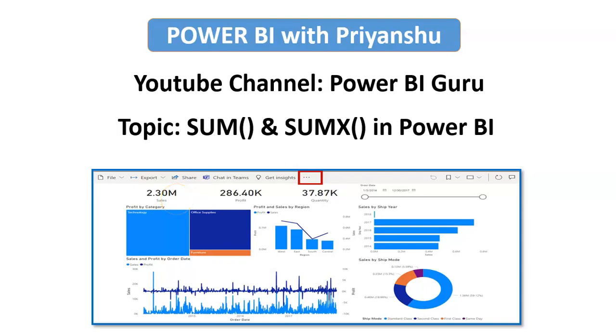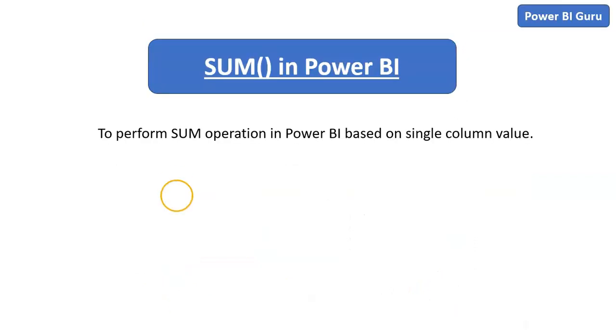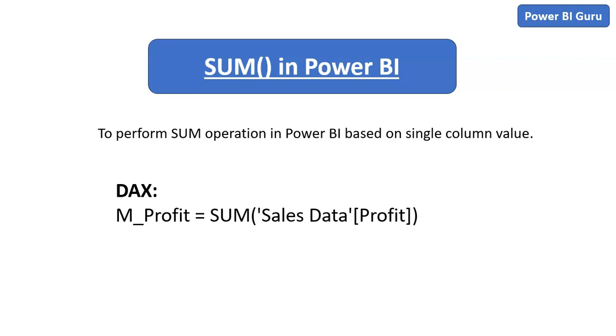So today's topic is SUM and SUMX. What is the difference between the SUM function and the SUMX function in Power BI? Let's see this. The SUM function is basically performed on a single value or single column. Just to see the syntax here, M profit is our measure, and we have performed some operation based on the profit column. So that is our measure.